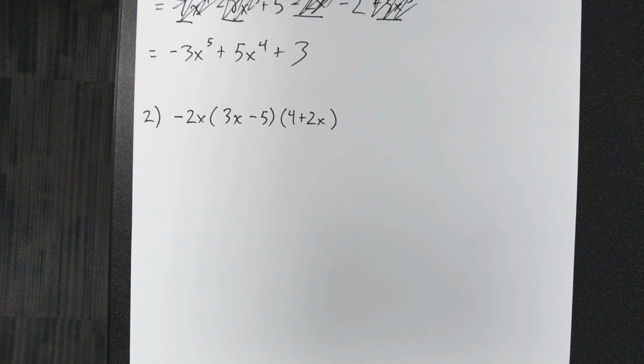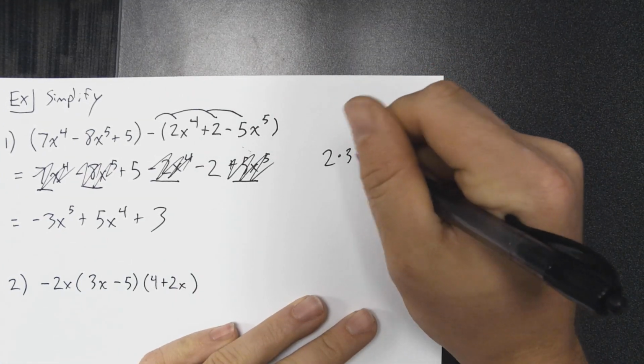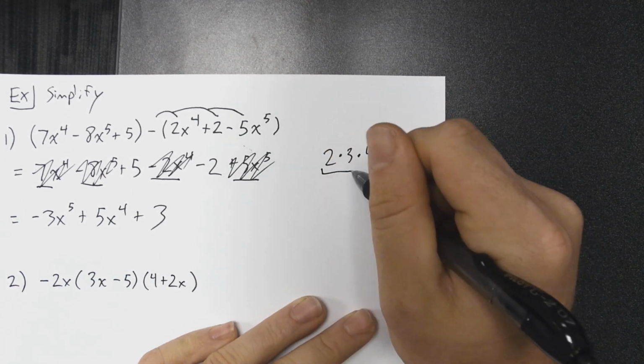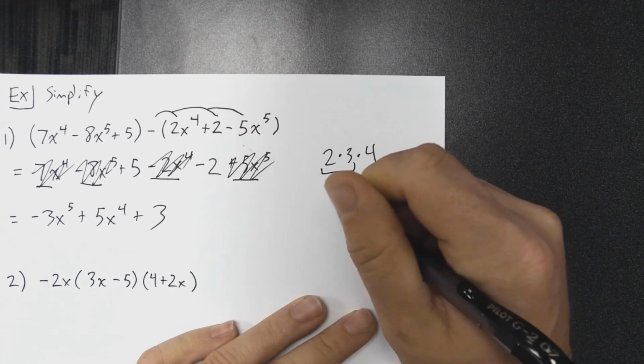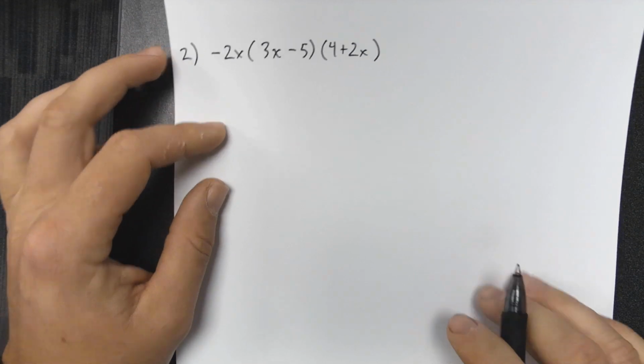When we multiply, we can only multiply 2 things at a time. So if I asked you to do 2 times 3 times 4, you wouldn't multiply all of those at the same time. You'd say, okay, well, 2 times 3 is 6, and then 6 times 4 is 24. You can only multiply 2 things really at a time. That's exactly what we're going to do here.